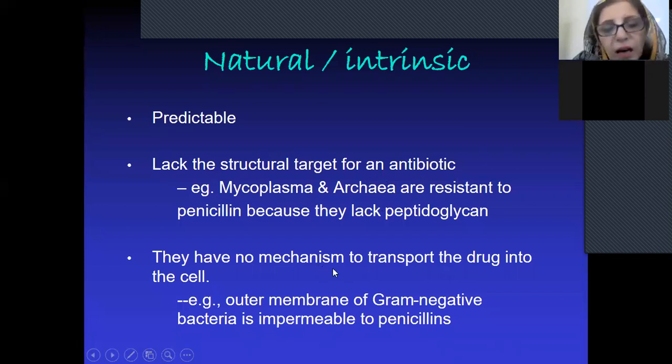Then certain organisms have no mechanism to transport the drug into the cell. For example, the majority of the gram-negative bacteria are impermeable to penicillins because these penicillins cannot pass through the outer membrane. And therefore, the penicillins are not effective against the gram-negative bacteria. So all these examples are examples of a natural resistance to a certain antibiotic which the bacteria have when they are born.